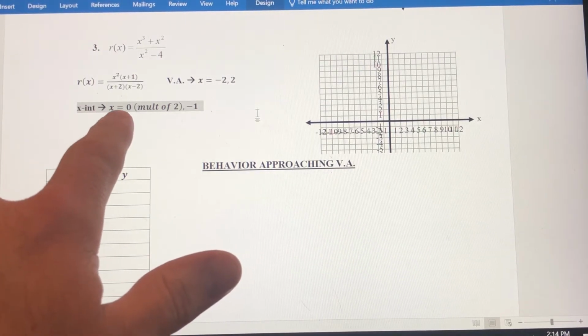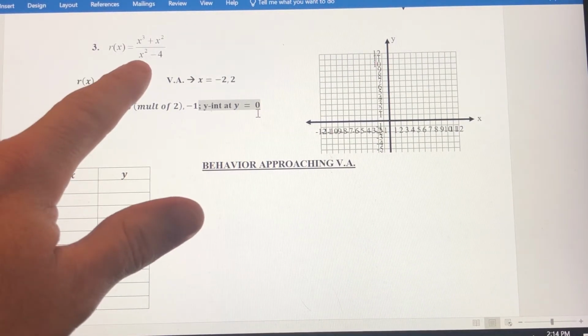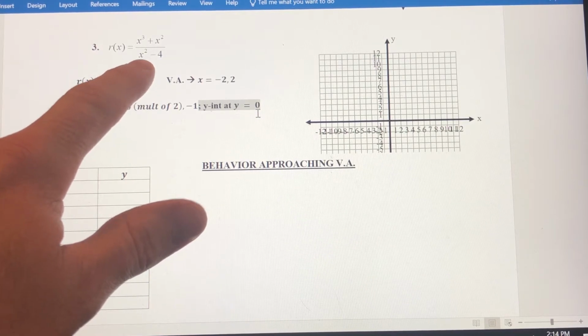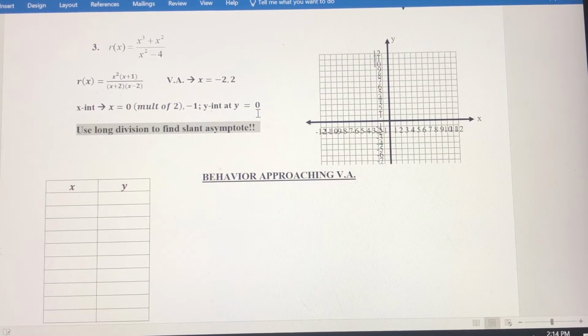Because the x-intercept is at x equals 0, the y-intercept is also going to be right there at the origin. We can't have another y-intercept. It has to be at the origin, okay? Now, because the denominator is not a linear piece down here, this is x squared, this would be quadratic, I can't use synthetic division, okay? So I'm going to have to use long division to find the slant asymptote. So let's do that now.